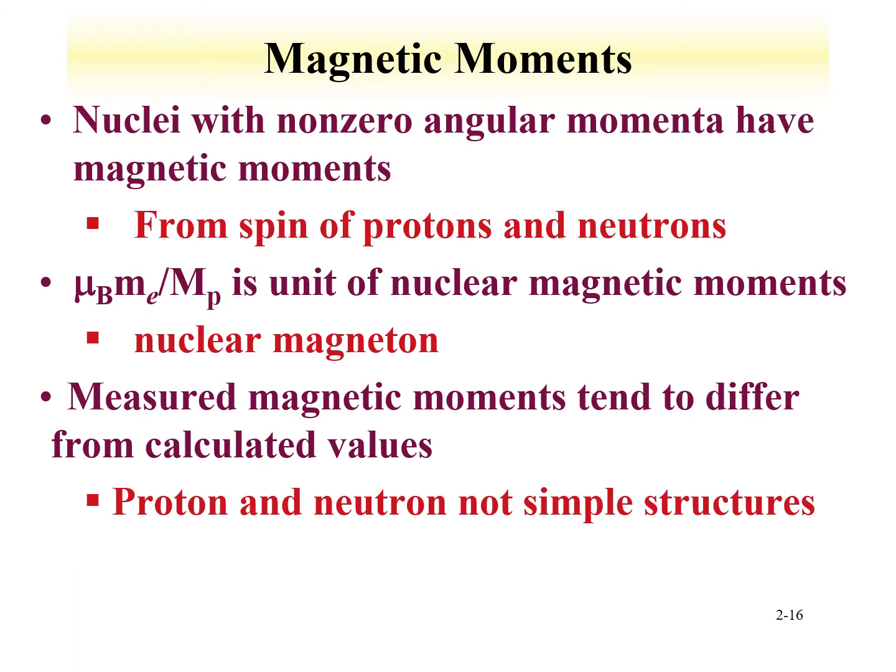Nuclei with non-zero angular momenta also have magnetic moments, and these are from the spins of the protons and the neutrons. From nuclear magnetic resonance, you're familiar with the term magneton, so it's basically the strength of this magnetic moment. These measured magnetic moments tend to differ from calculated values, and again, that indicates that protons and neutrons are not simple structures. So again, we're seeing this trend: you do a calculation, you measure something, they don't agree, come up with a reason that they don't agree.